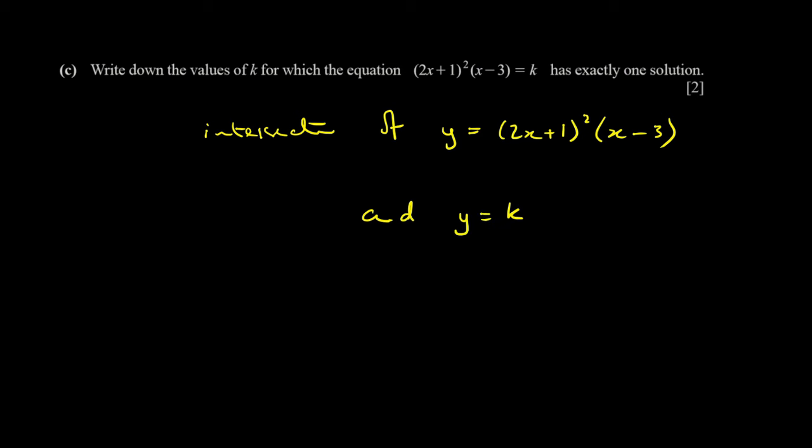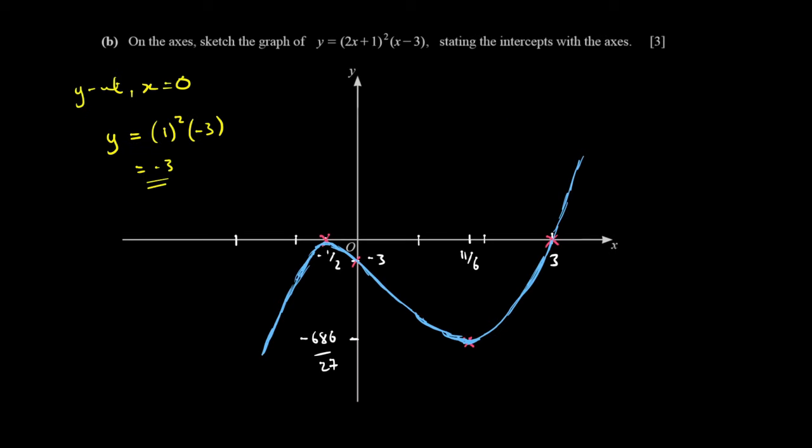Now, what is the line y equals k? It's just a horizontal line, right, that goes through k. So we want to find when the intersection of this curve and this line has just got one intersection point. Well, let's have a look. If I was to draw the line going through there, how many intersection points would I have? I would have 1, 2, 3.